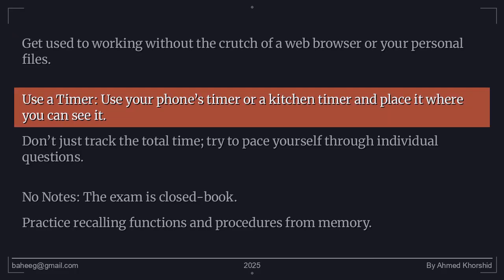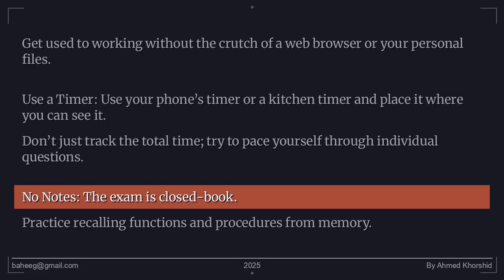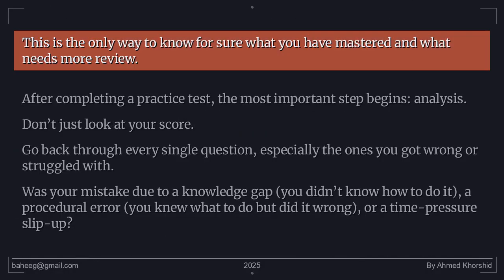Use a timer. Use your phone's timer or a kitchen timer and place it where you can see it. Don't just track the total time, try to pace yourself through individual questions. No notes. The exam is closed book. Practice recalling functions and procedures from memory. This is the only way to know for sure what you have mastered and what needs more review.